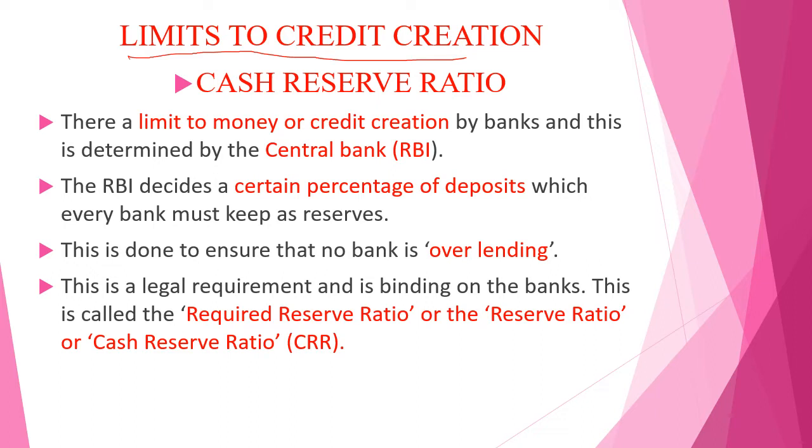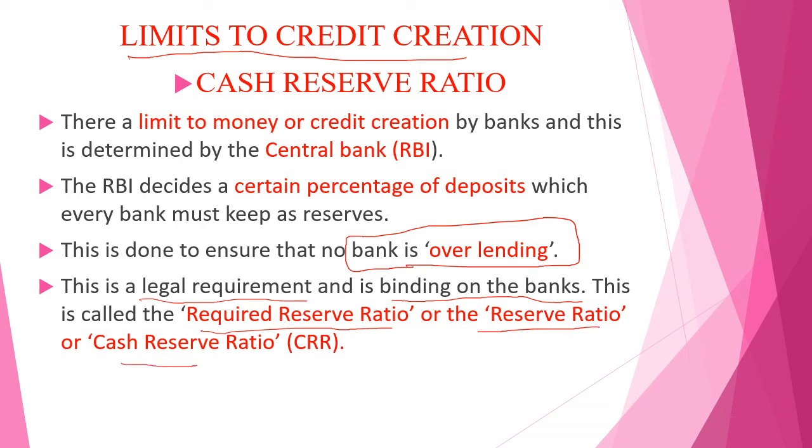In the case of cash reserve ratio, the bank has to keep a certain percent of deposits as cash. That is called a cash reserve ratio. The percentage is determined by the central bank. Why? To limit the credit creation, and the second purpose is to ensure that no bank is over lending. Okay, and next, it is a legal requirement, and every bank is bound by the RBI's guidelines. So every bank should do that. This is called a required reserve ratio or cash reserve ratio.